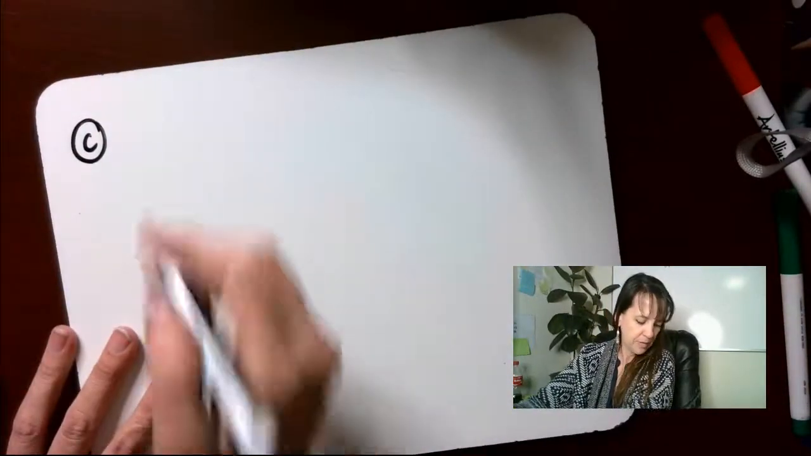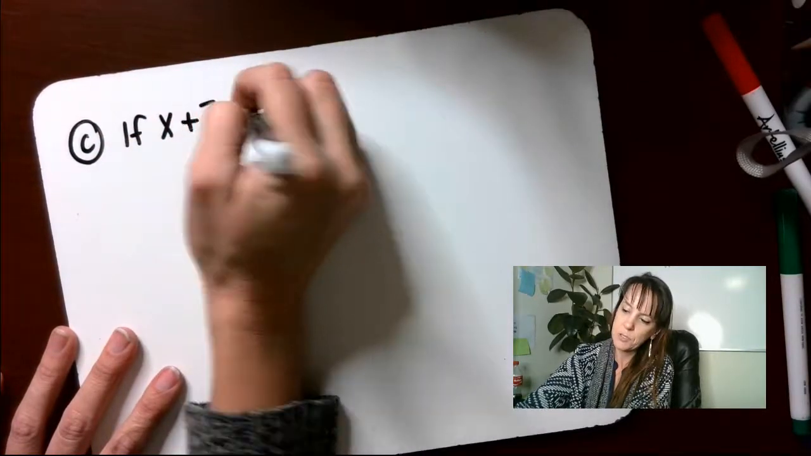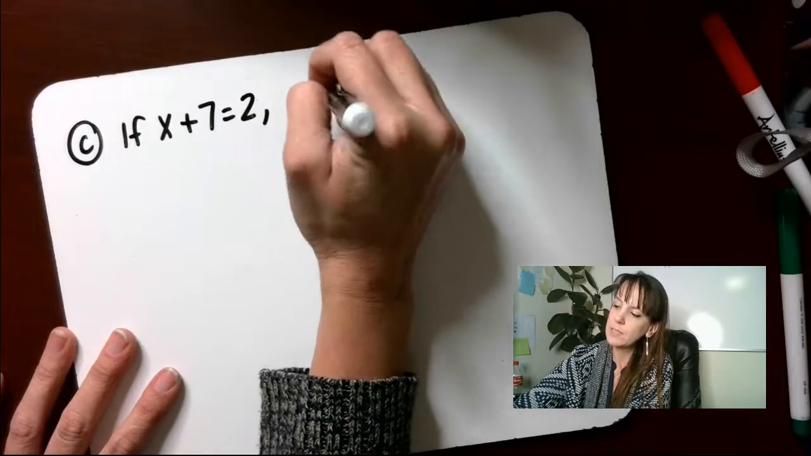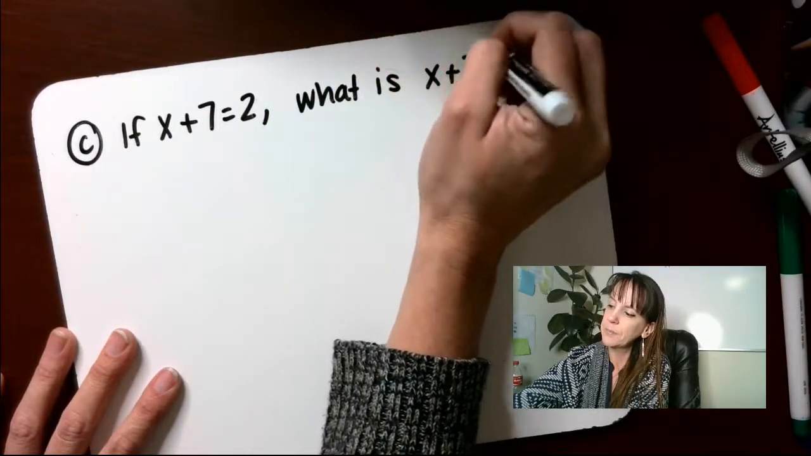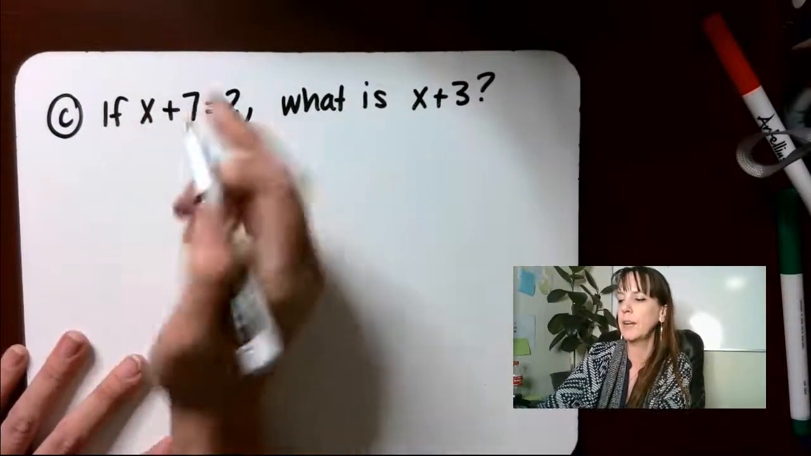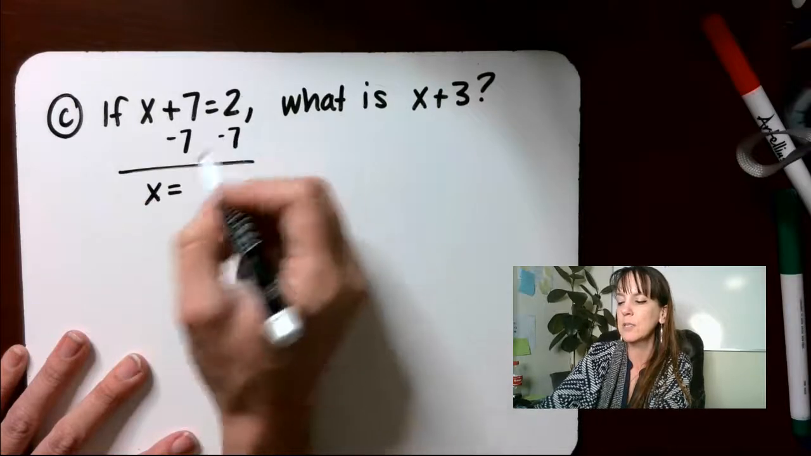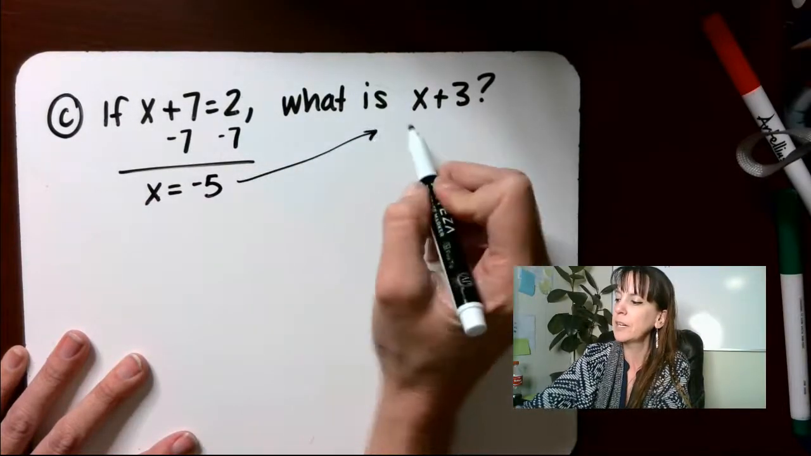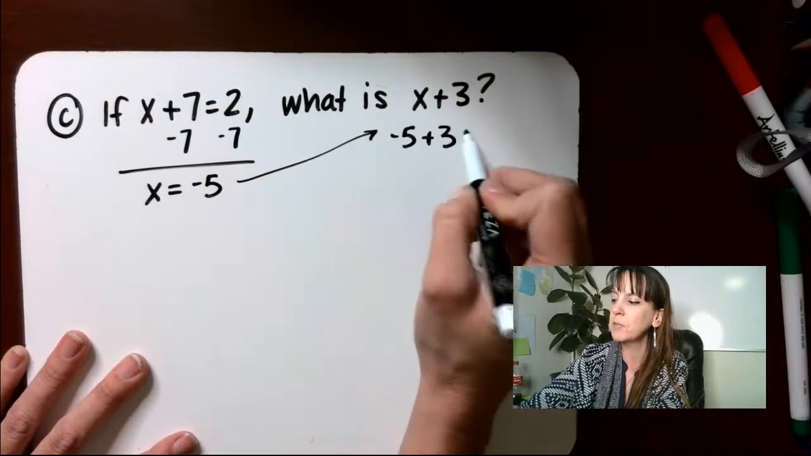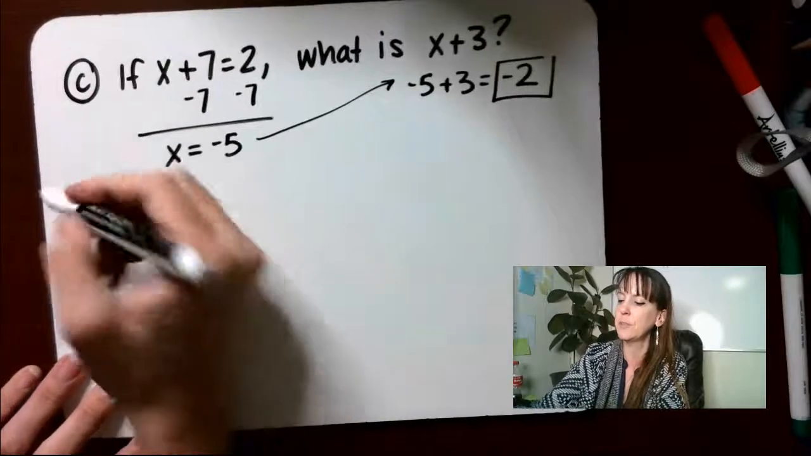So for C, we've got if x plus 7 equals 2, what is x plus 3? Okay, so let's first solve for x. We're going to minus 7 from both sides. We end up with x equals negative 5, right? We take that information, we plug it in over here. We get negative 5 plus 3, which equals negative 2. So our answer is negative 2.